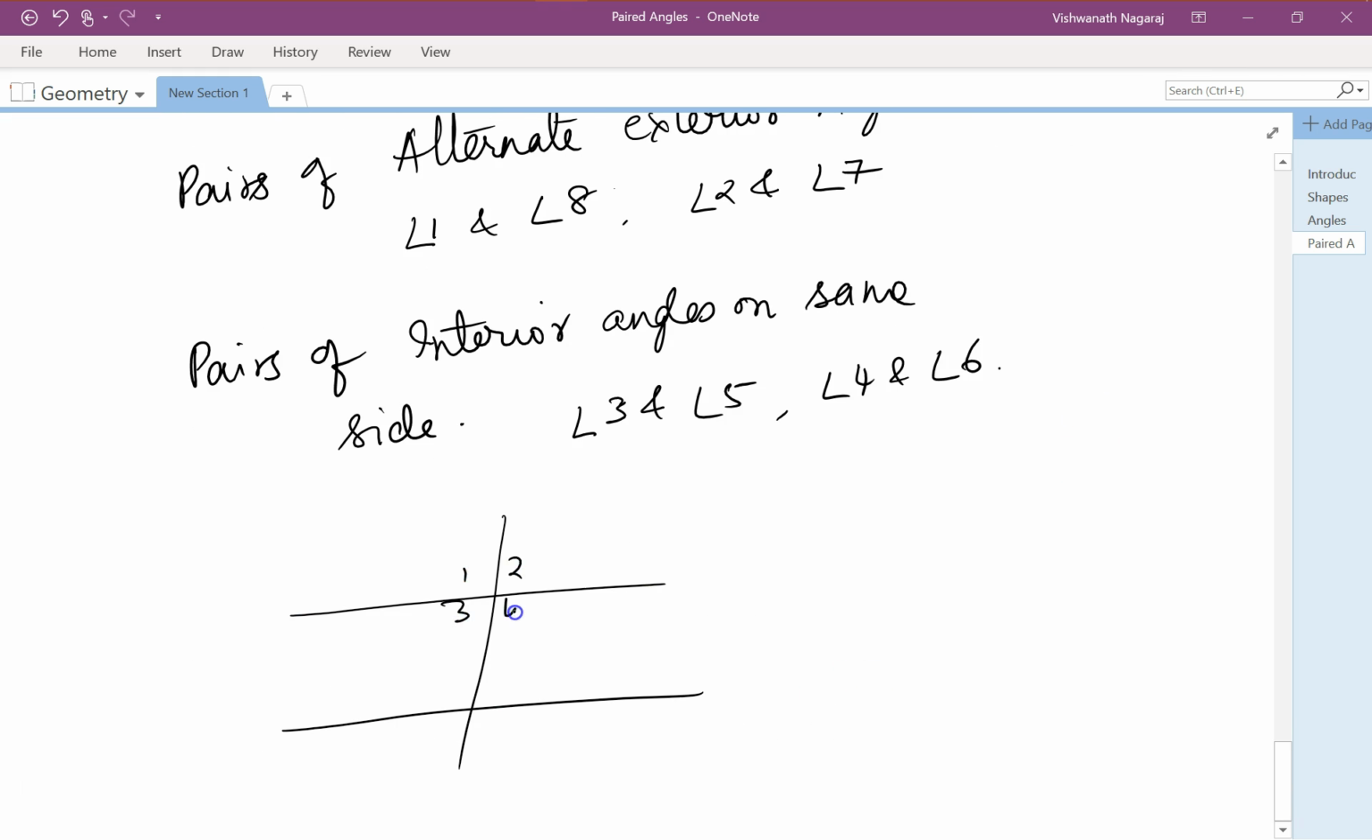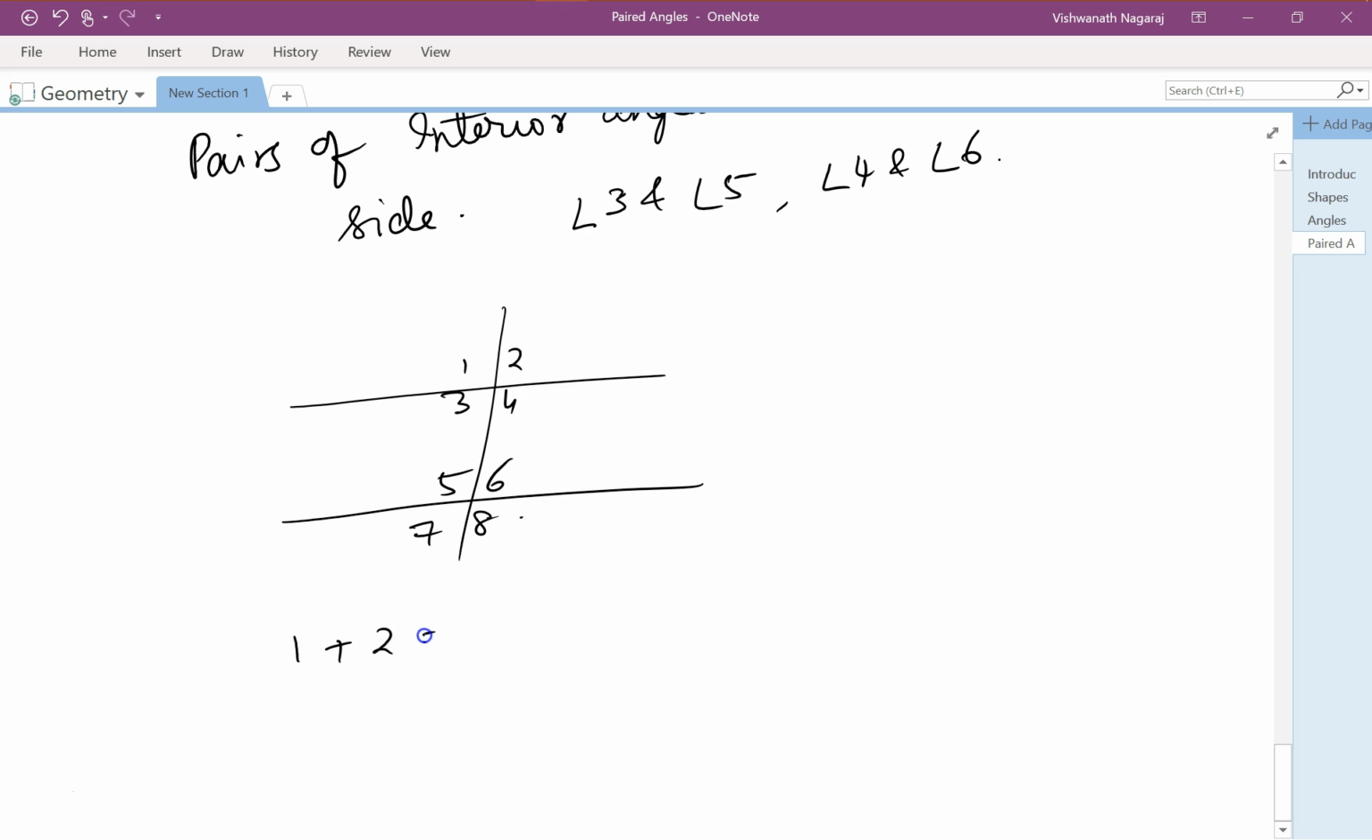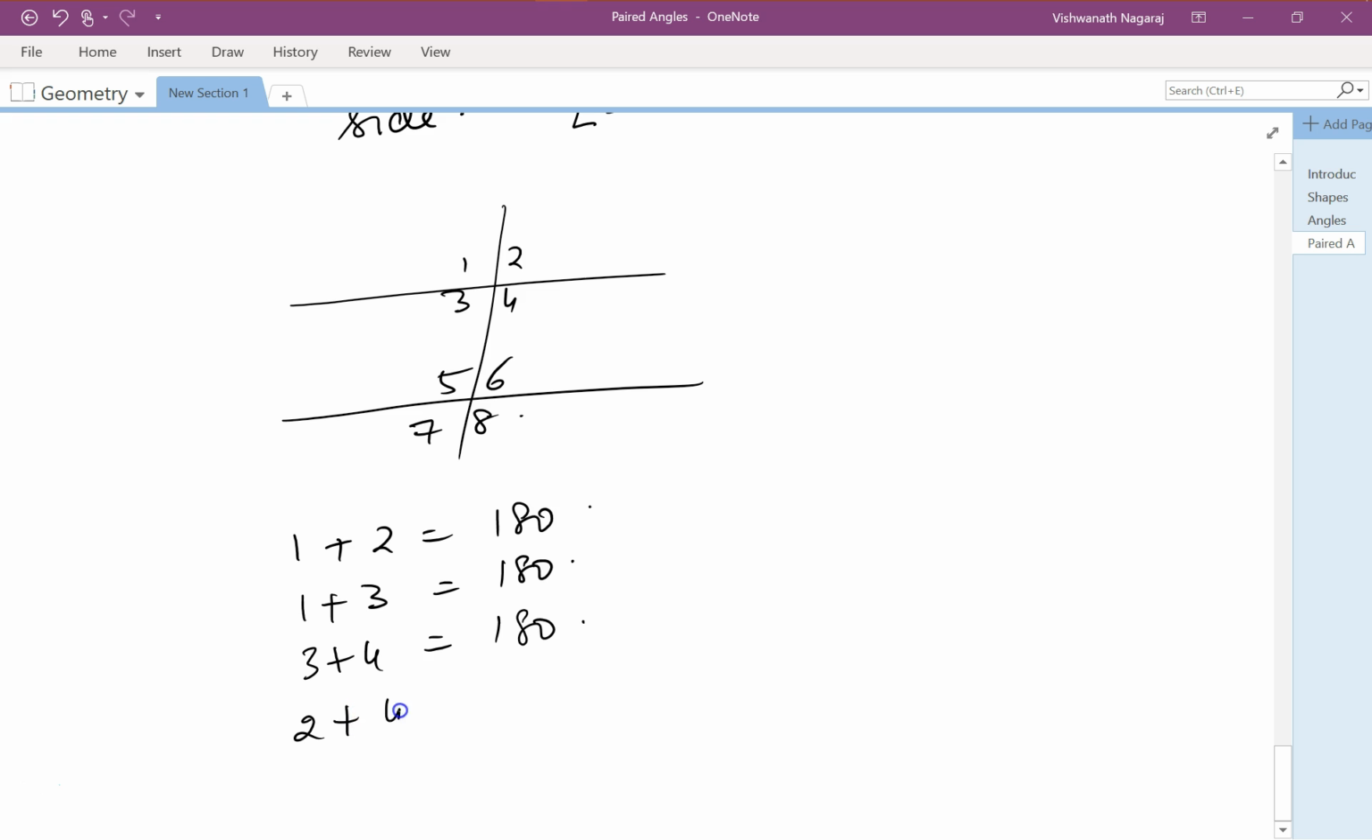Okay, let's look at it again. 1, 2, 3, 4, 5, 6, 7, 8. 1 plus 2 equal to 180 degree. Yes. 1 plus 3 is equal to 180 degree. 3 plus 4 equal to 180 degree. 2 plus 4 equal to 180 degree. Same way for 5 and 6. 5 plus 6 equal to 180 degree.